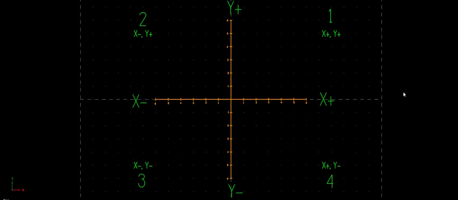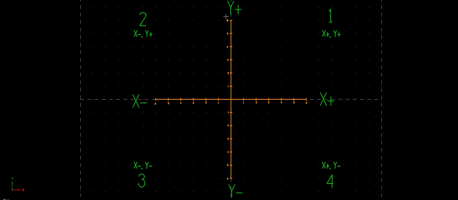Alright, what you're looking at here is the Cartesian coordinate system. Basically what you see here is two axes. You've got the x-axis horizontally and the y-axis vertically. Anything to the right is considered an x plus direction. Anything going to the left is an x minus direction.